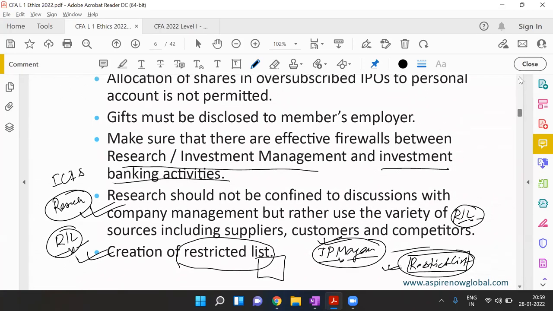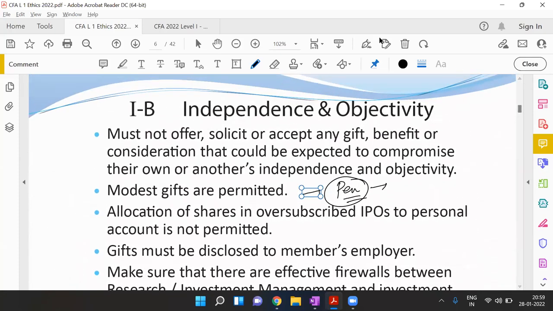So this was about Standard 1B, which is independence and objectivity. Any question you have, please ask. Just like you gave an example of JP Morgan working on an IPO for a company, is it essential that all my employees who are involved in preparing an IPO be barred from applying for that IPO? Like I restrict them from applying. Is it essential, or is it part of the CFA code? What do the CFA code and standards say?